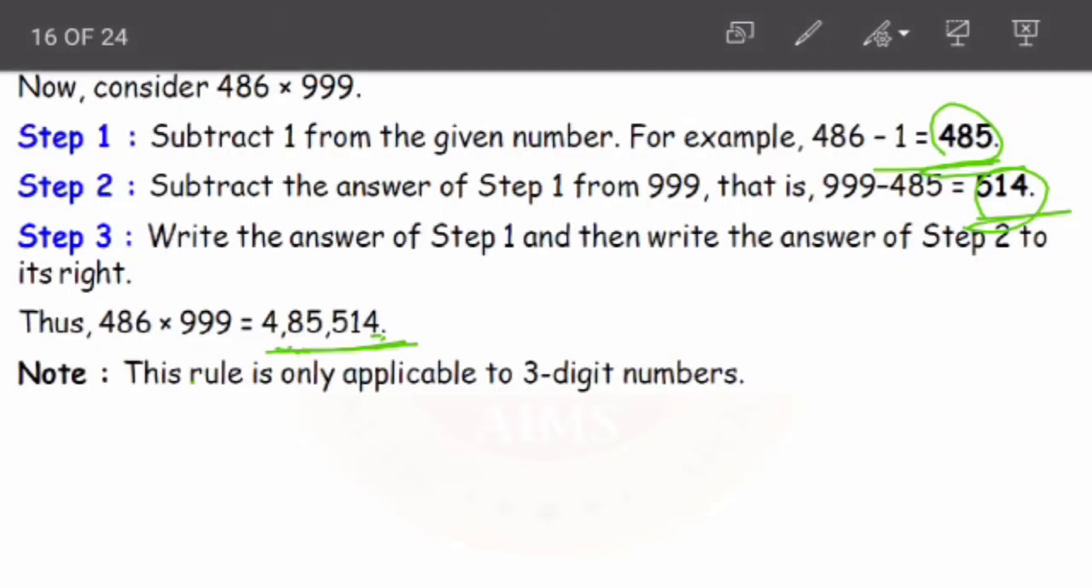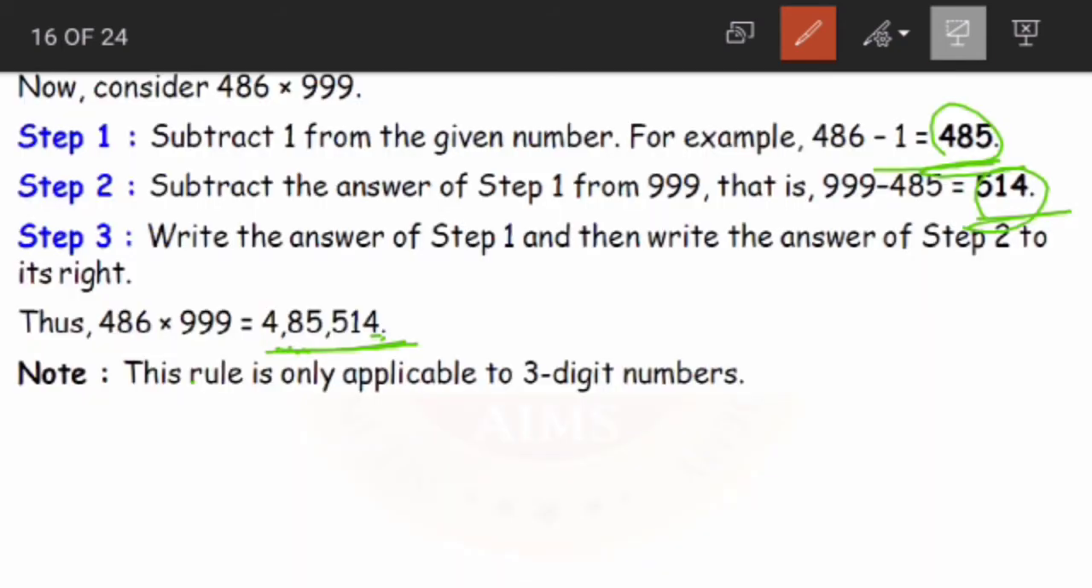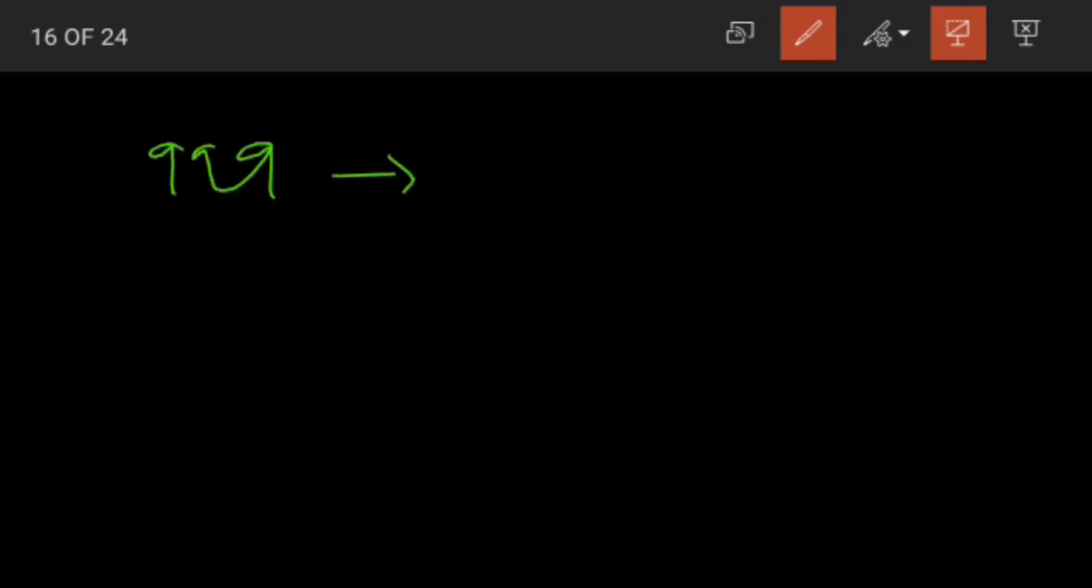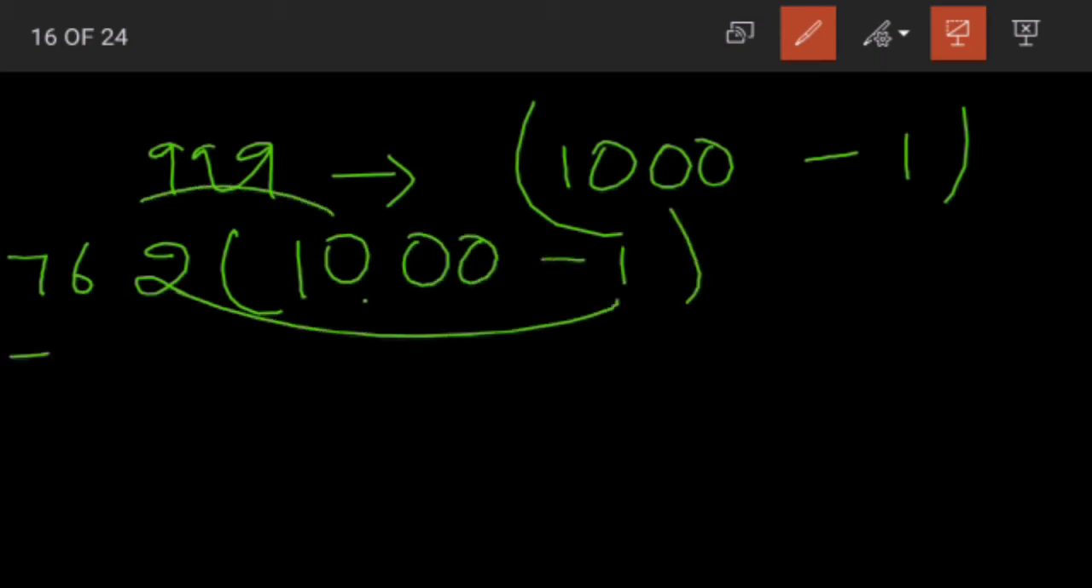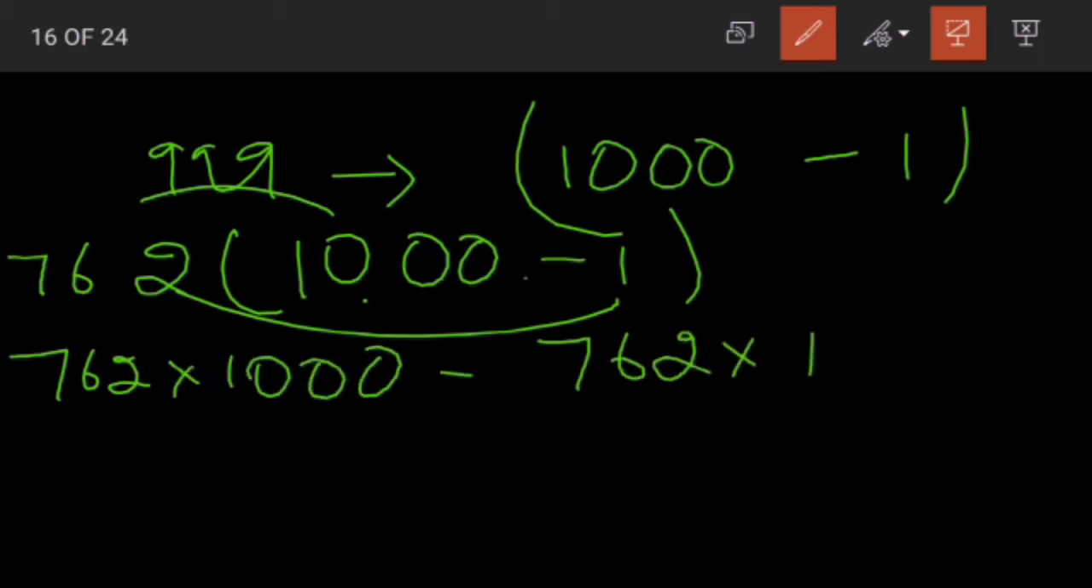What did we learn? Multiplication techniques used for multiplication by 11, 15, 99 and 999. Okay. For 999, another method of solving is that 999 can be written as 1000 minus 1. Yes. So let us take the example of 762 into 999. Now what can we write 999 as? 1000 minus 1. So let us write it. Now what will be the next step? To distribute: 762 into 1000 minus 762 into 1. Yes, as we are having a minus symbol here. Now this becomes what?